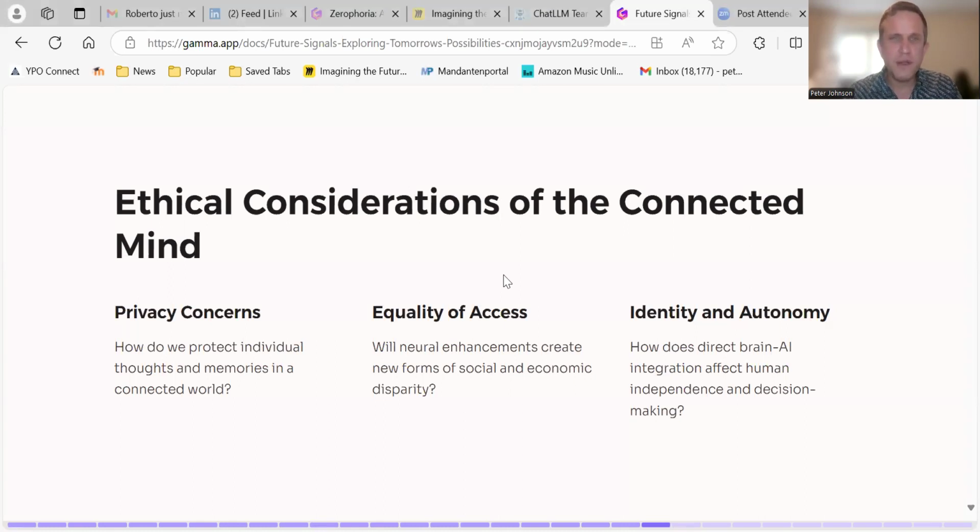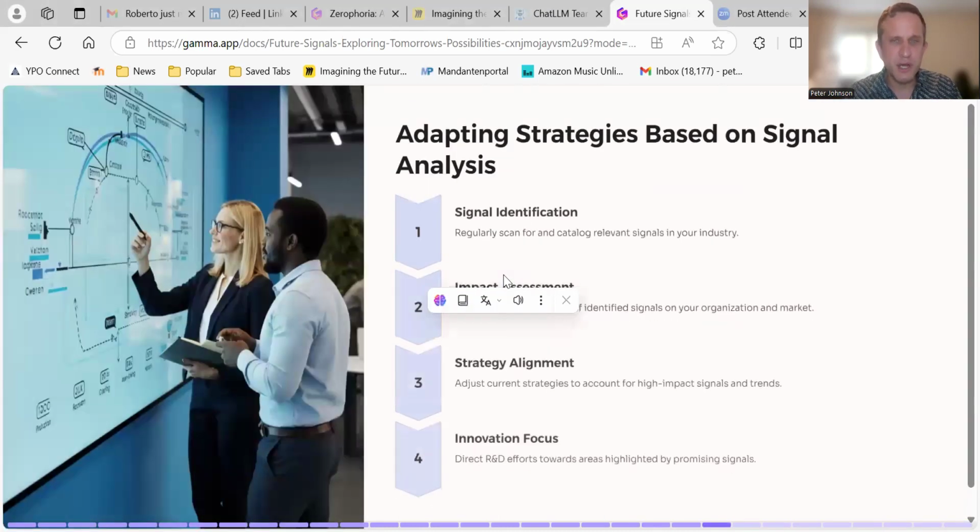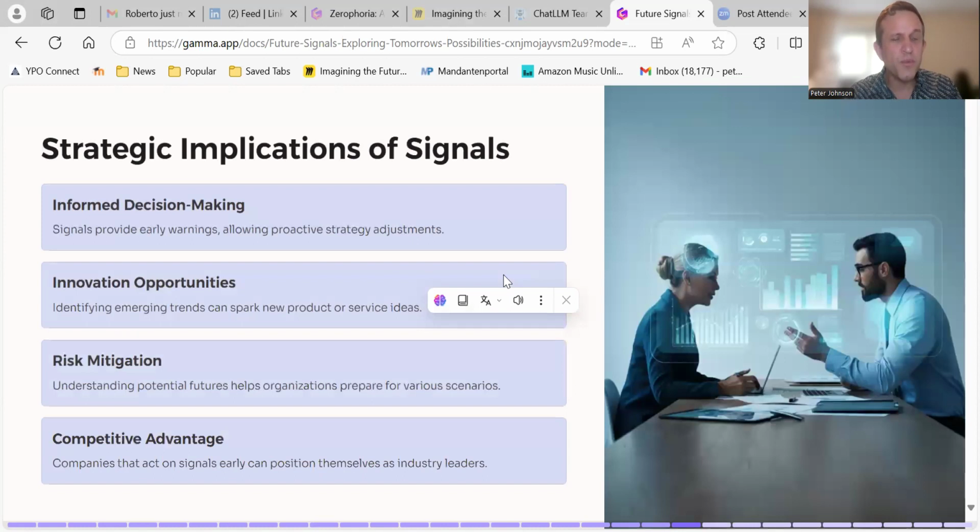With that, the other slides here, you guys have been sent almost all of these, but most of these we're going to leave for next session. But again, we talk about the benefits of signals, like informed decision-making, finding new opportunities for innovation, risk mitigation, having a competitive advantage.